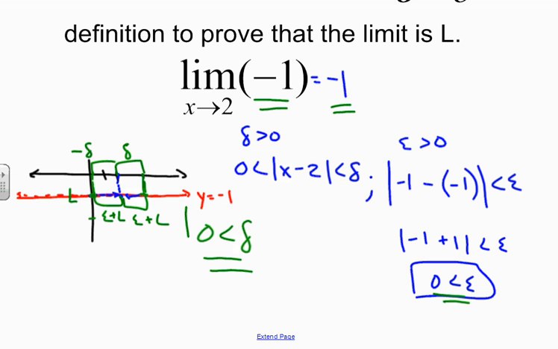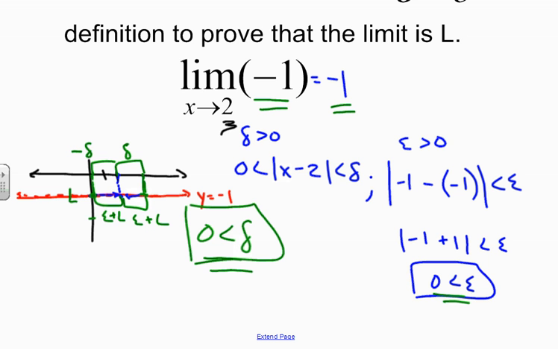So this is what epsilon and delta are for this definition. Yeah, that was tricky, right? Because this is a horizontal line, any value you plug in is always going to equal negative 1. So it doesn't matter how far you are away from 2, we will always get a value of negative 1, which will give us a limit. That is approaching there.